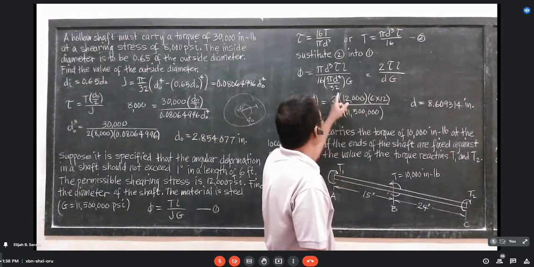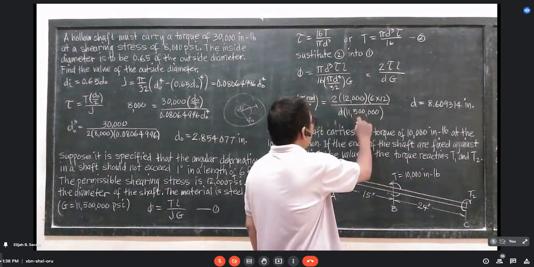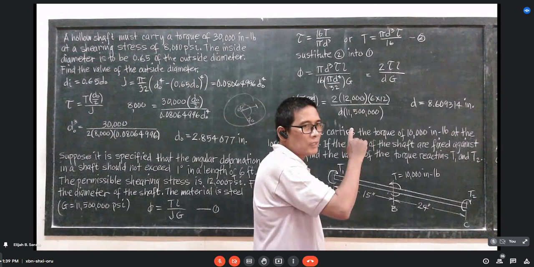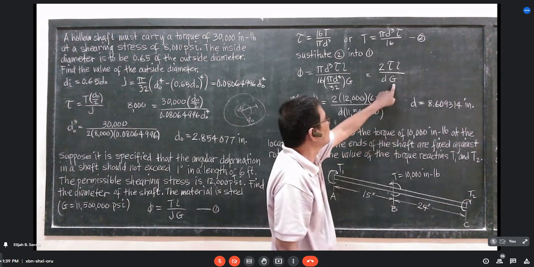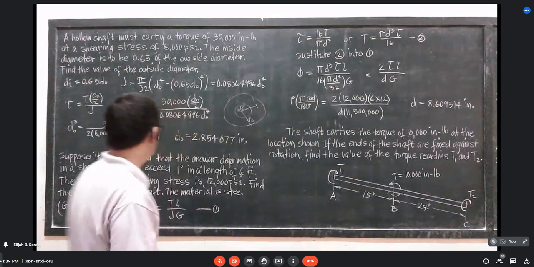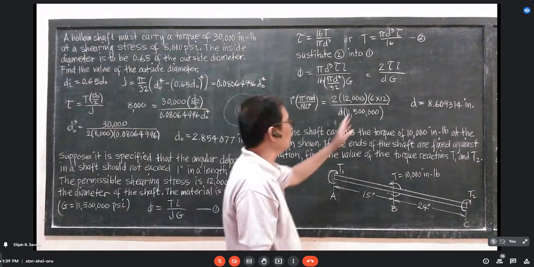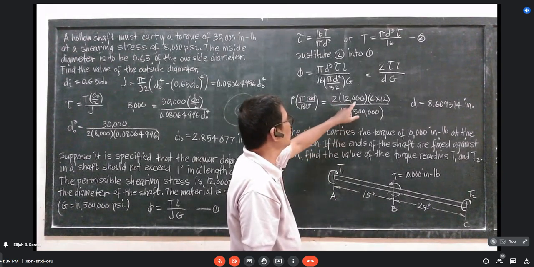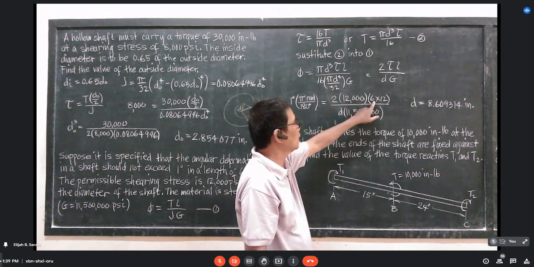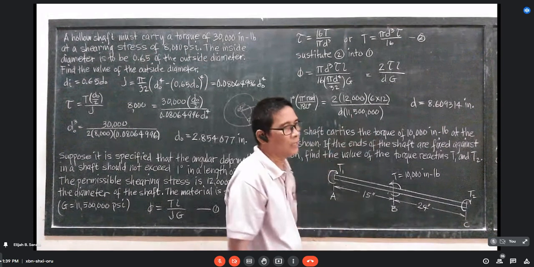Remember, all the units here are PSI and inches, so our length also has to be in inches. This G is in PSI, pounds per square inch. So all our units should be in inches and pounds. Okay, so we have that: this is the shearing stress, the allowable or permissible shearing stress. This is the length in inches, and D, and this is our G in pounds per square inch.